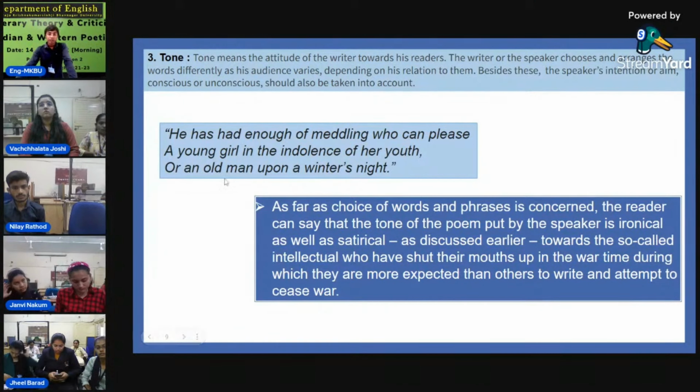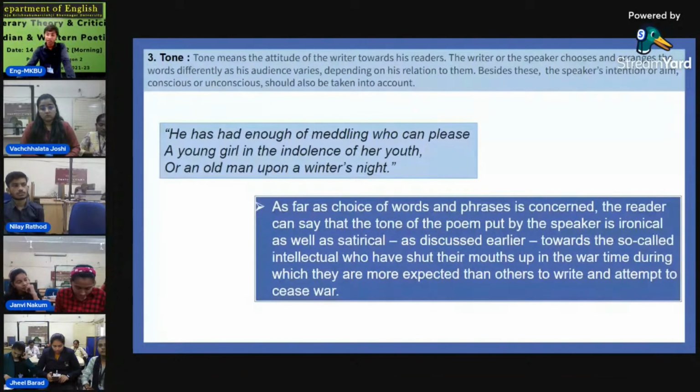So now let us come down to the tone. What kind of tone is expressed through these lines? As far as the choice of words and phrases is concerned, the reader can say that the tone of the poem put by the speaker is ironical as well as satirical. It is not only ironic, saying, okay, you should write, you are supposed to write, where are you now? It is satirical as well.